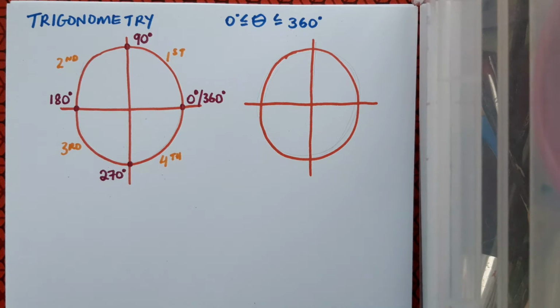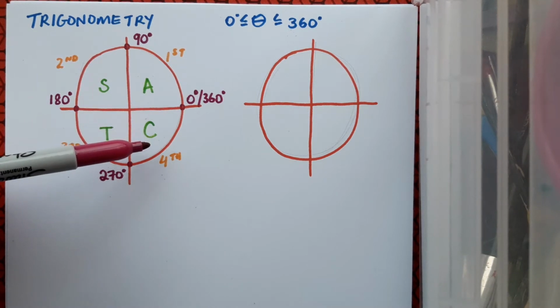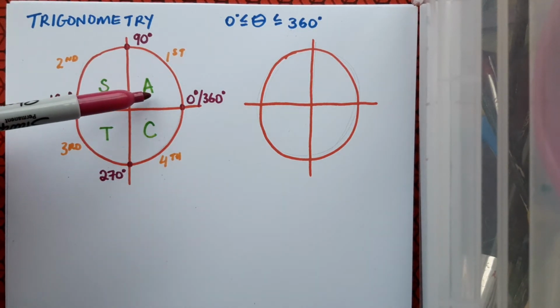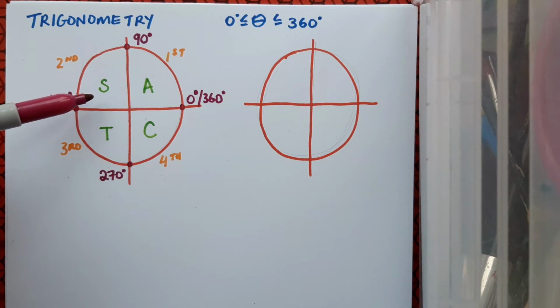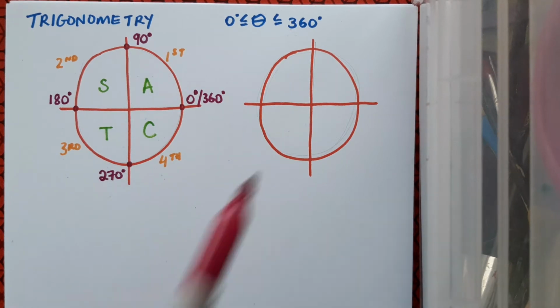Okay, so in my first diagram, I'm going to put in what's positive where. So I've filled in CAST: cos is the only one positive in the 4th quadrant. All are positive in the 1st quadrant, only sine is positive in the 2nd, and only tan is positive in the 3rd quadrant.